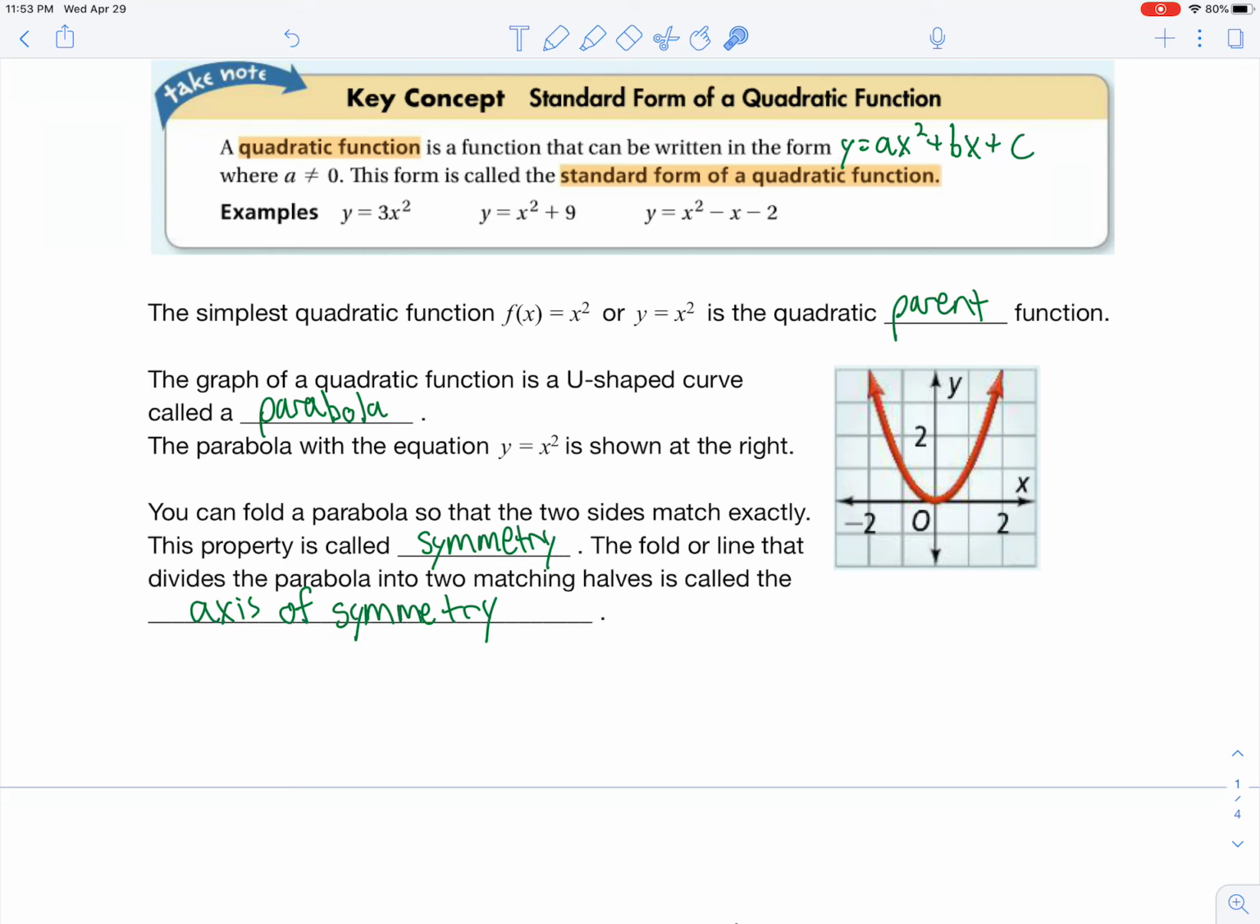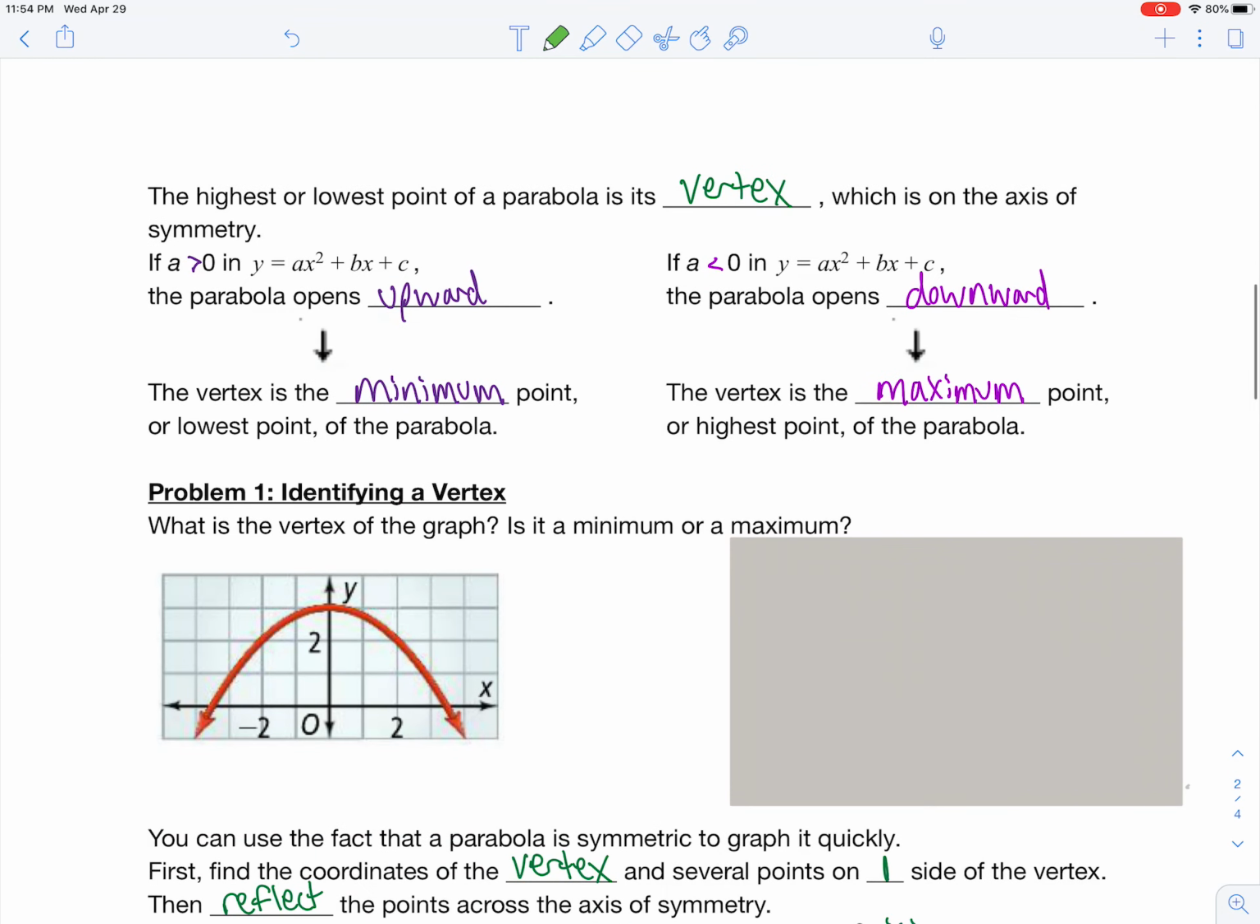I also have symmetry. I noticed that the right-hand side is the exact same as the left-hand side. If I imagine a line going through the center, we're going to call that the axis of symmetry. In a lot of cases, I'm just going to abbreviate that as AOS. So if you ever see AOS, I'm just using that to mean our symmetry going through the middle of our parabola. So we also have the highest and lowest points on a parabola. That's going to be important.